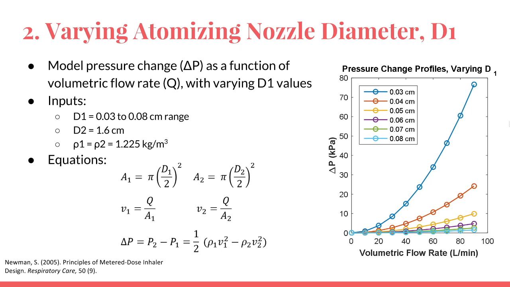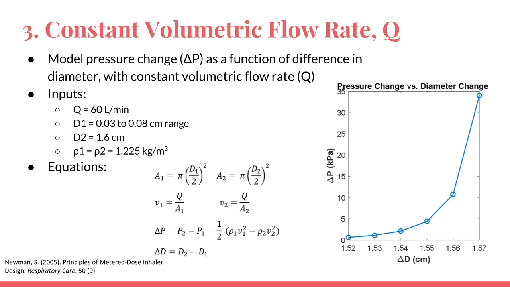The only change in the second iteration are the values for D1, the atomizing nozzle diameters found in literature. The graph shows that the smaller value of D1, the bigger the pressure change. This indicates that the Venturi effect is greater when the atomizing nozzle has a smaller diameter. For the third iteration, the volumetric flow rate of 60 liters per minute was used, a value found in current literature. The graph shows that with a constant volumetric flow rate, change in diameter has a dramatic effect on pressure change.